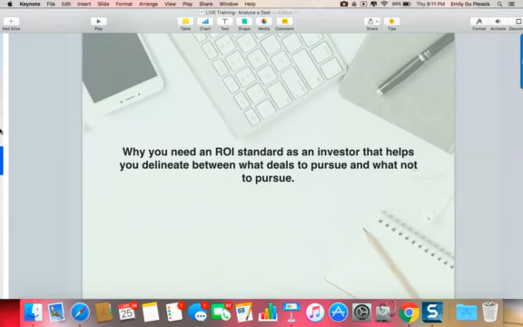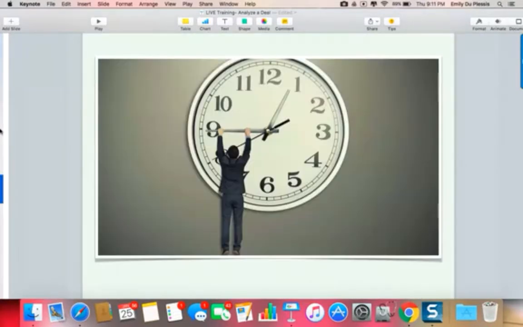Are you self-managing? Are you not? Are you making a certain amount of money? Are you saving that? Are you using it to live off of? What does that look like for you? And then what is going to be your ROI standard, or line in the sand, that you, no matter what, will not go under? And I say this because it's super, super important. Ultimately it's going to save you so much time.